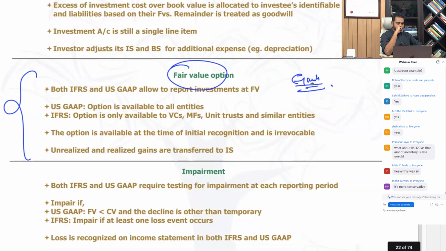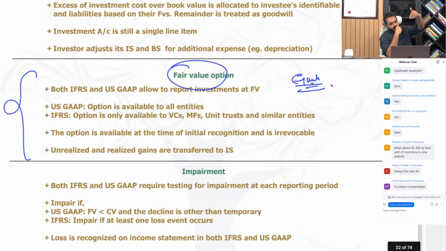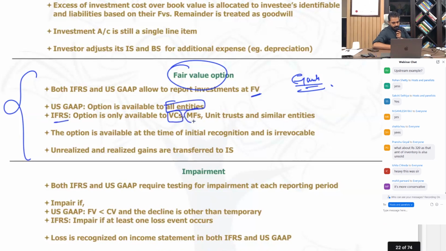Can I do that? The answer is yes, because the accounting standards allow you to record under equity method. That means under significant influence if you want to record them at fair value. That means all that accounting nonsense, goodwill, excess of fair value over book value, nothing is required. I will show them all my assets at market value of those shares. Market value goes up, I will show them higher. Market value goes down, I will show them lower. This is called the fair value model. Now, is it available to everyone? US GAAP, yes. IFRS, no. In IFRS, it's available only to VCs, MFs, unit trusts, or investment companies.